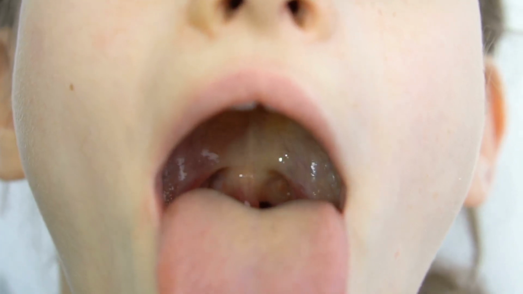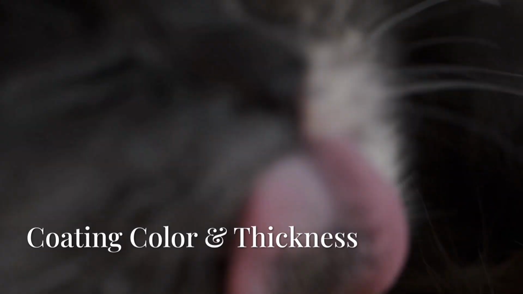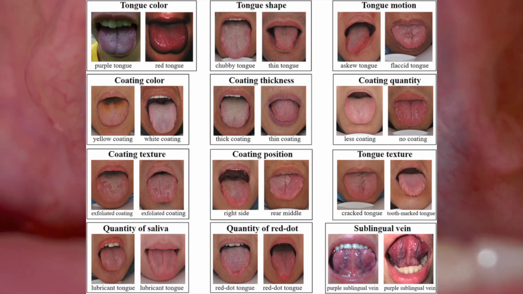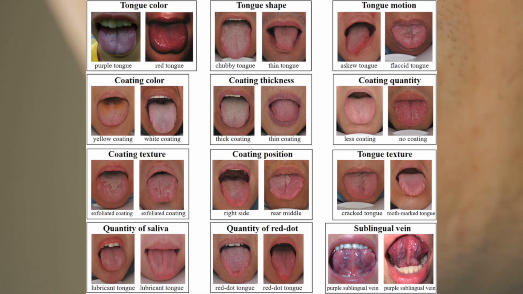Tongue coating analysis. Next, we turn our attention to the tongue coating, its color, thickness, distribution, and texture, and what it tells us. Alright, let's dive into the coating, color, and thickness. Thin white coating is considered normal when it's light and transparent. However, if it's unusually thin, it may indicate slight cold or a weakened stomach qi.